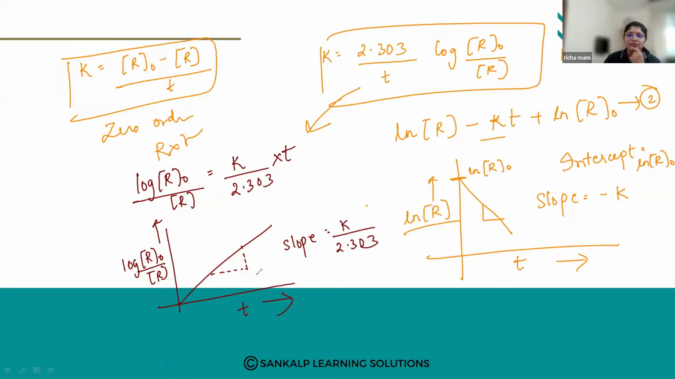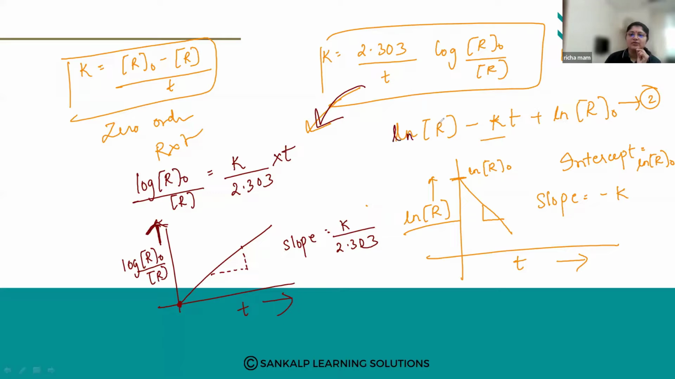So here the equation 3 can be written like this, and if you draw a graph, it will represent a straight line. A graph of log of R naught by R versus time is a straight line with the slope of k by 2.303, and it passes through the origin. So if we write equation 3 like this, you will get another graph, and this straight line will pass through the origin.